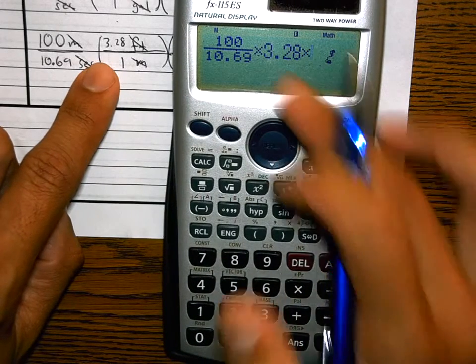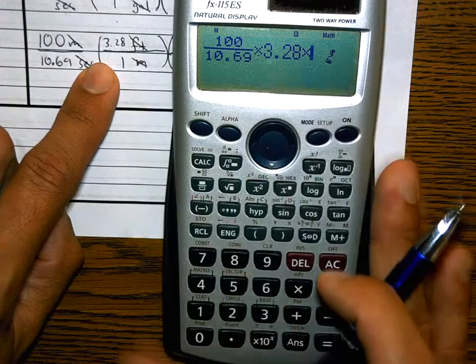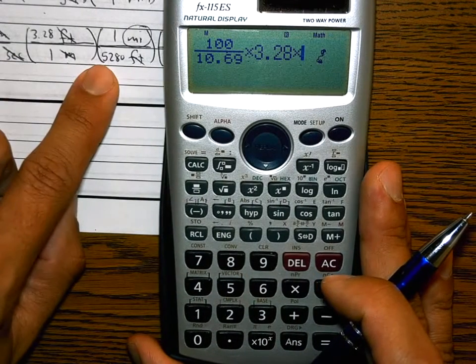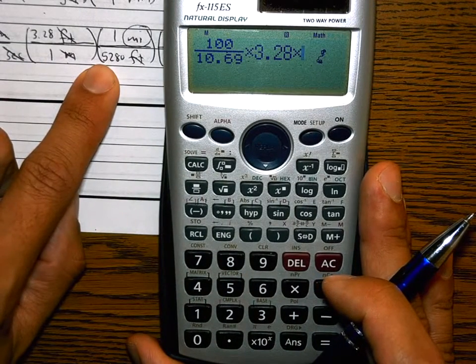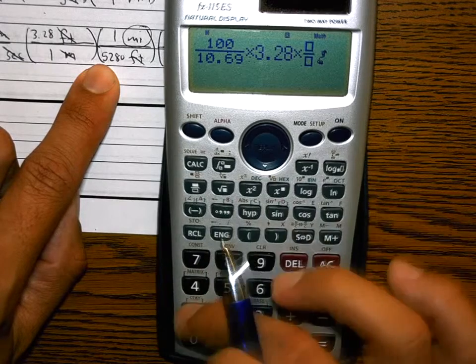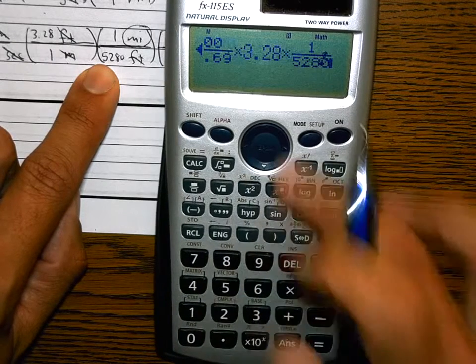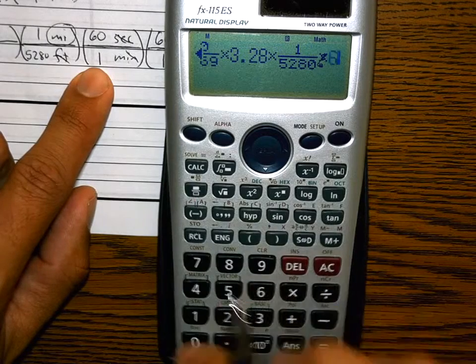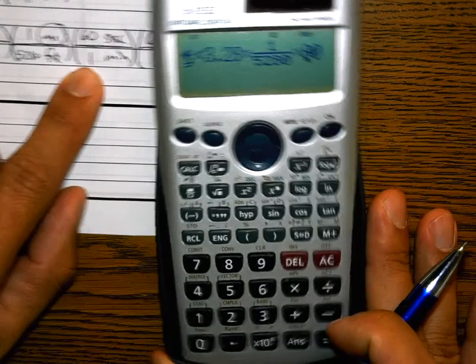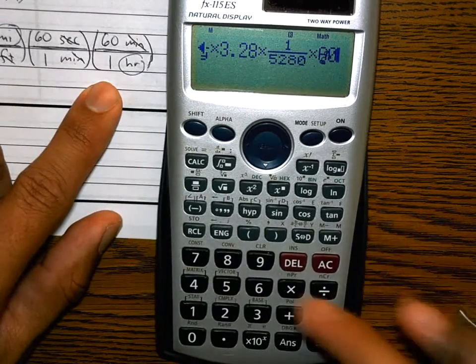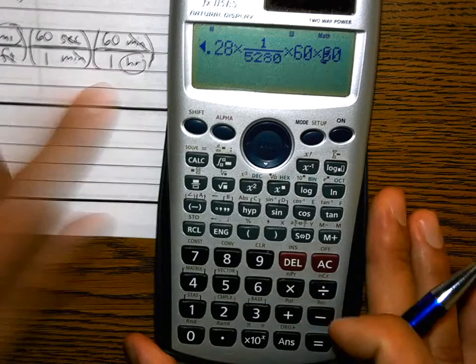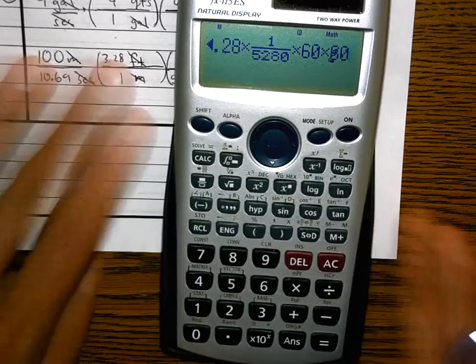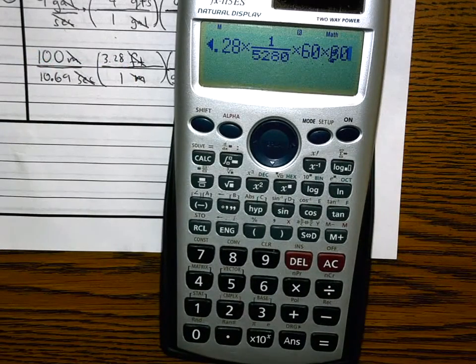I don't have to put over 1. You can if you want to. Do I have to put the fraction button on the next one? Yes. Okay, so fraction 1 over 5280 times 60. Okay, times 60. Now before I press equals, how many miles an hour does he run?